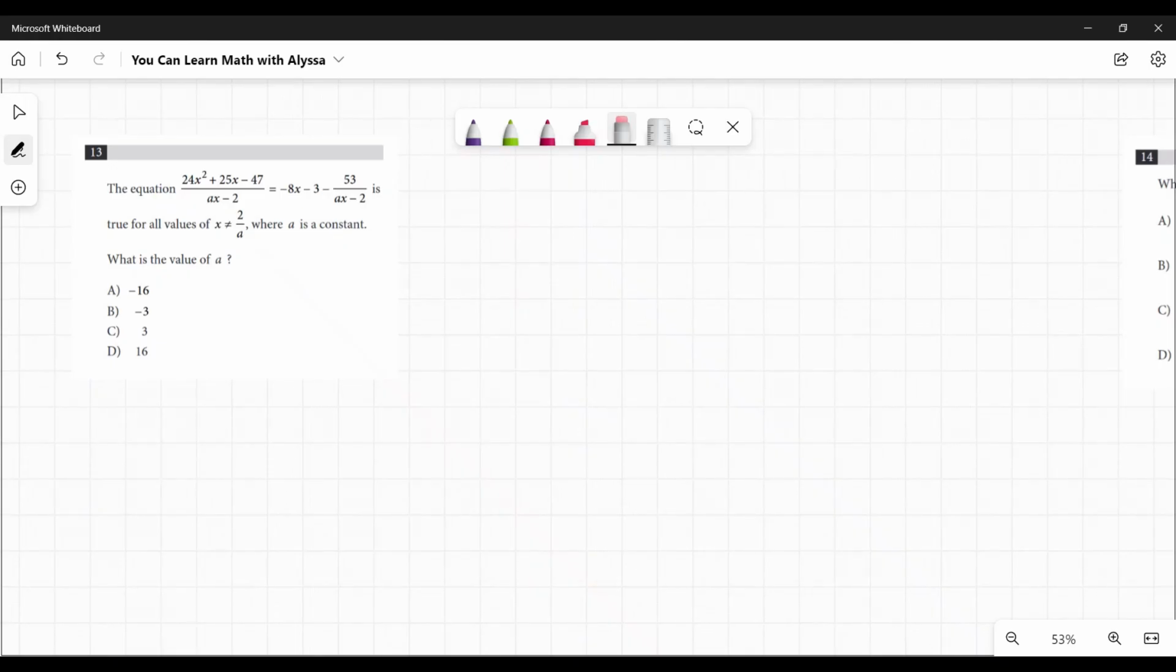The equation (24x squared plus 25x minus 47) over (ax minus 2) equals negative 8x minus 3 minus 53 over (ax minus 2) is true for all values of x not equal to 2 over a, where a is a constant. What is the value of a?